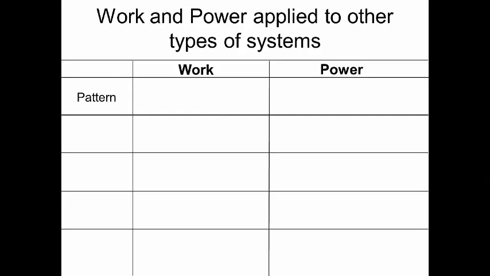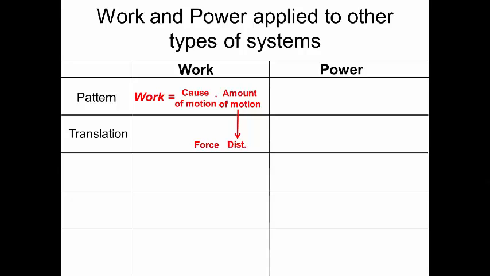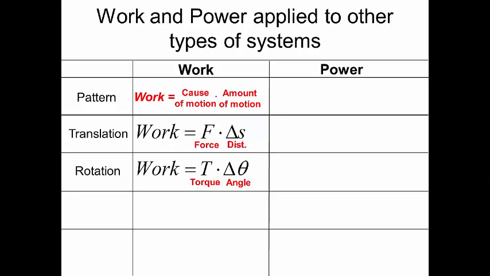If we consider what the pattern is, then we can figure out what the work and power is for other types of systems. Work is equal to a cause of the motion times the amount of motion that occurs. When we look at translation, the cause of motion is a force, and the amount of motion that occurs is a distance. So work is equal to a force times a change in distance. If we're to consider rotation, the cause of motion in rotation is a torque or a moment. The amount of motion that occurs is an angle. So work is equal to torque or a moment times a change in angle.